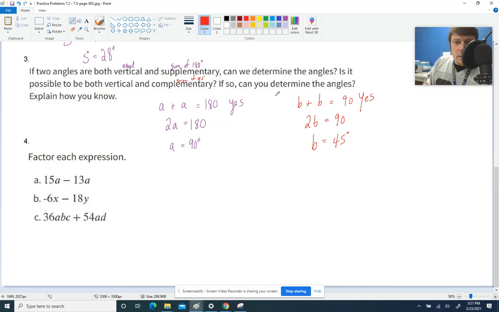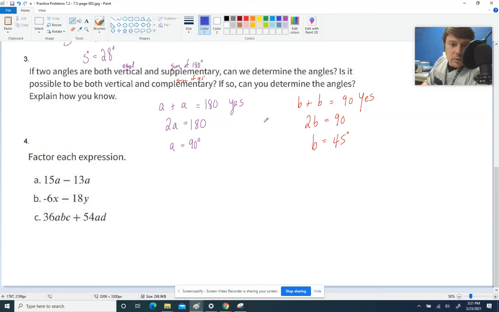If so, can you determine the angles? Explain how you know. All right, so it looks like we've determined the angles, and I think our explanation is in our algebraic work there. So I'm not even going to worry about a sentence. I'm just going to show that work. I think that's enough.